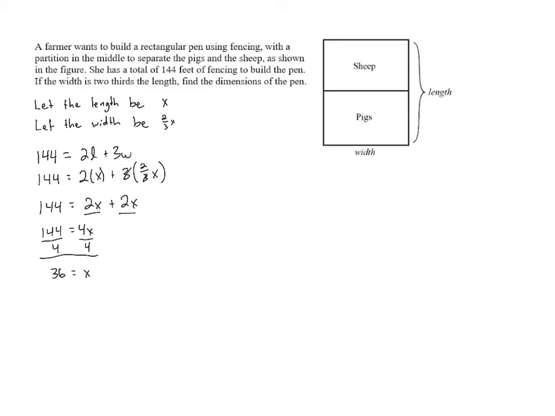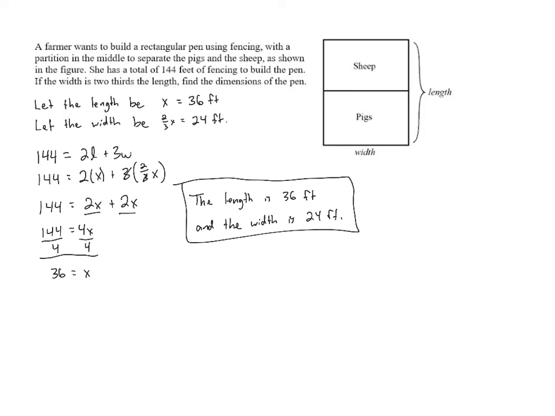All right. Going back to our let statements, the length we said was x. That's going to be 36, and it's measured in feet. The width is 2/3 times x. Well, 2/3 of 36 is going to be 24, so that's 24 feet. We were asked to find the dimensions of the pen, so we can say the length is 36 feet, and the width is 24 feet. And that is our final answer.